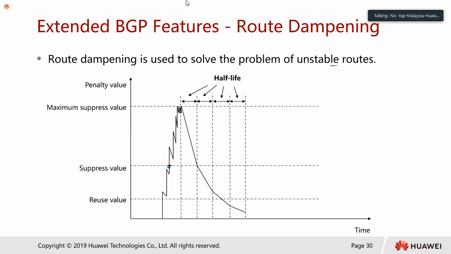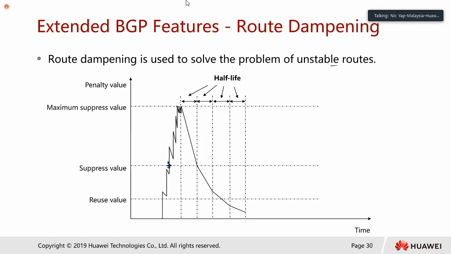If the penalty value reaches the maximum suppress value that is defined, the penalty value does not increase anymore, because it is up to the top already. You can set this top value. As long as they're above the reuse value, they will not be handled. But when it reaches the maximum, it will not go any further. This is the maximum already. Then the value comes down again.